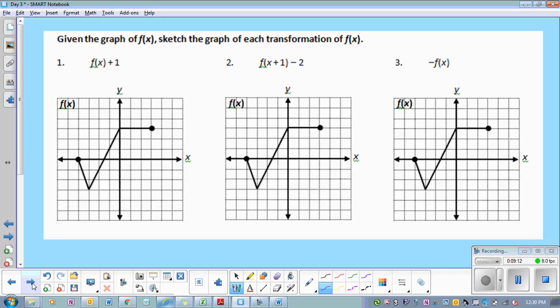It says, given the graph of f of x, sketch the graph of each transformation. Okay. This graph is f of x, and they give us f of x plus 1. We're looking at the things that are added on to our basic f of x. Okay? So if I have a plus 1 on the outside, how did this move? Up. Yeah, up 1. So I'll write that, up 1.